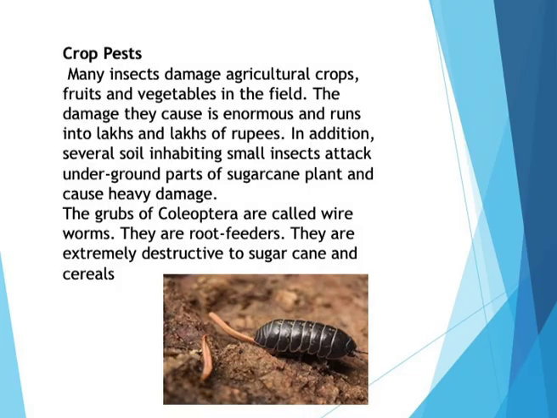Crop pests. Many insects damage agricultural crops, fruits and vegetables in the field. The damage they cause is enormous and runs into lakhs and lakhs of rupees. In addition, several soil-inhabiting small insects attack underground parts of the sugarcane plant and cause heavy damage. The grubs of Coleoptera are called wireworms. They are root feeders. They are extremely destructive to sugarcane and cereals.